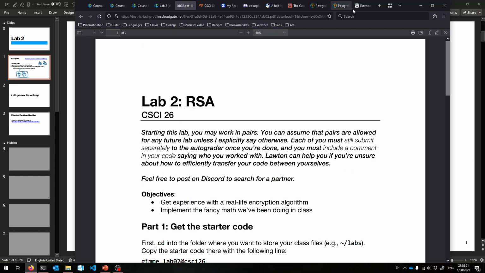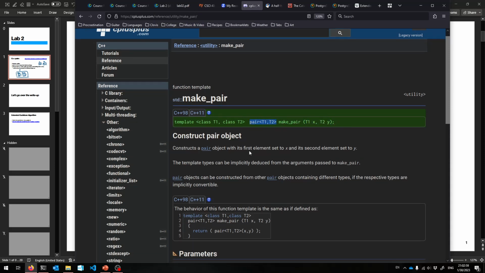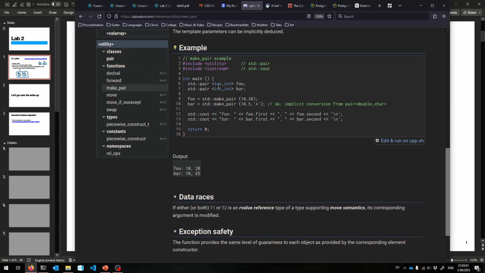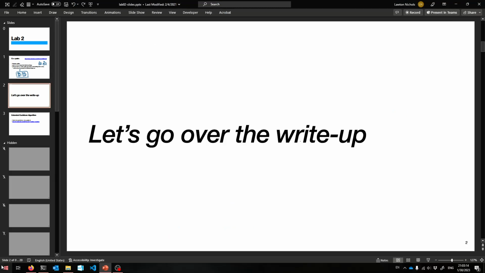Let's go back to that page. And so here's the make pair function. It takes a T1 and a T2 and makes you a pair of T1 and T2. It's very easily implemented. So here's a pair of two ints called foo, and it's a pair of int and int. Get the first thing, get the second thing. Pretty self-explanatory. It's just a way to pair things up, get them together. Okay, now we're ready for the write-up.